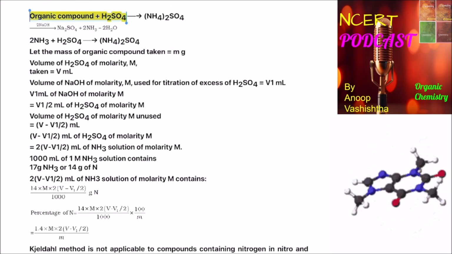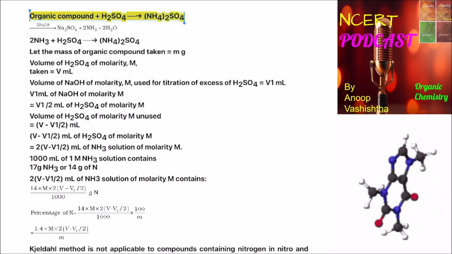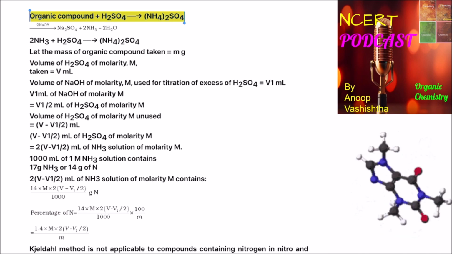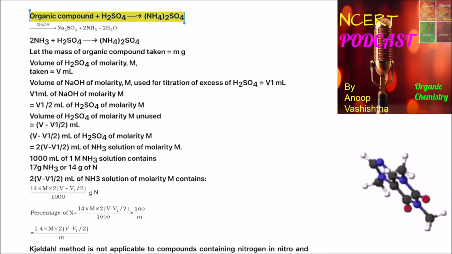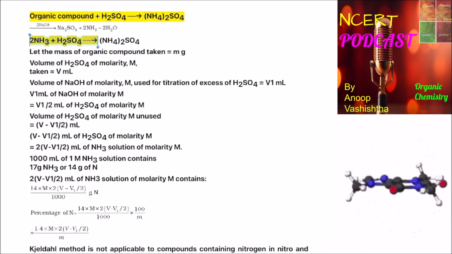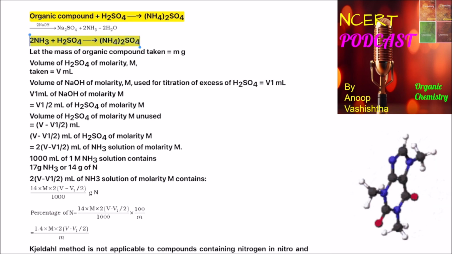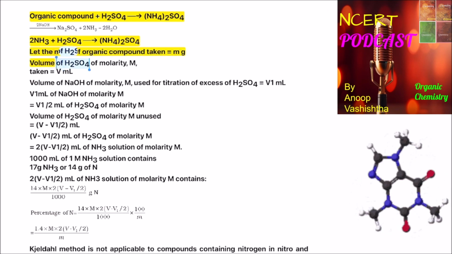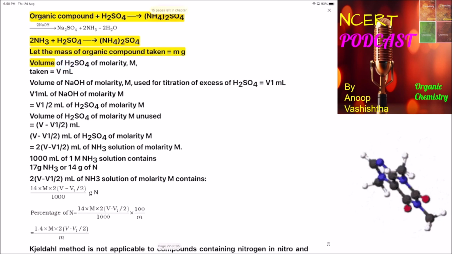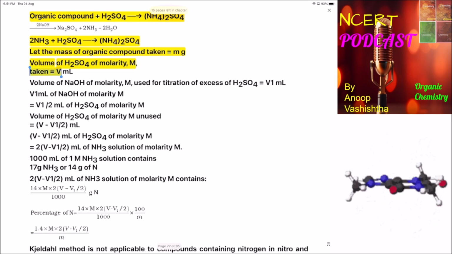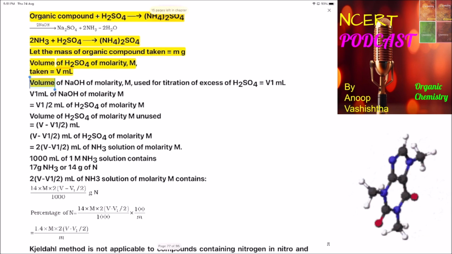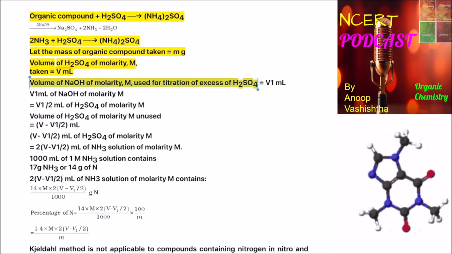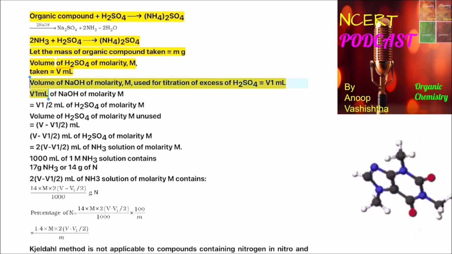Organic compound plus H2SO4 gives (NH4)2SO4. (NH4)2SO4 plus NaOH gives Na2SO4 plus 2NH3 plus 2H2O. 2NH3 plus H2SO4 gives (NH4)2SO4. Let the mass of organic compound taken be m grams. Volume of H2SO4 of molarity M taken is equal to V milliliter. Volume of NaOH of molarity M used for titration of excess of H2SO4 is equal to V1 milliliter.